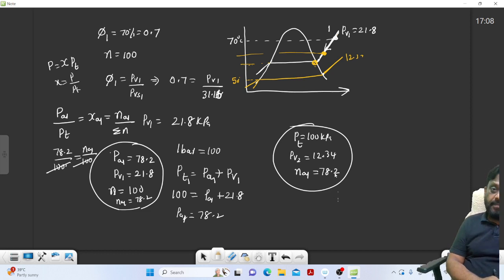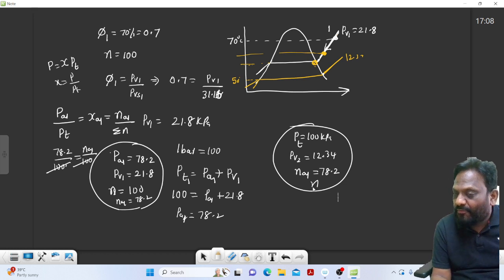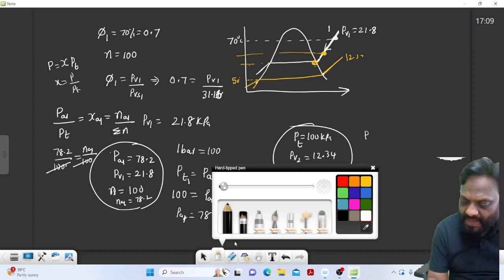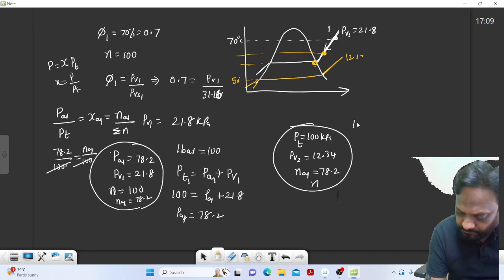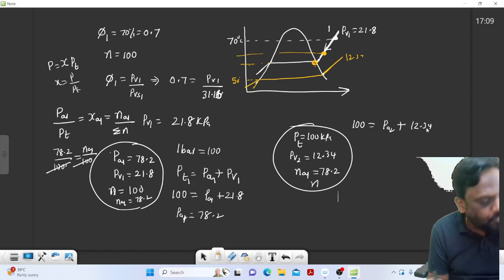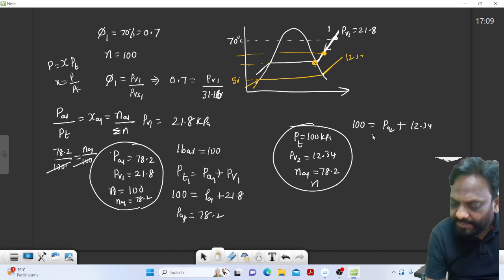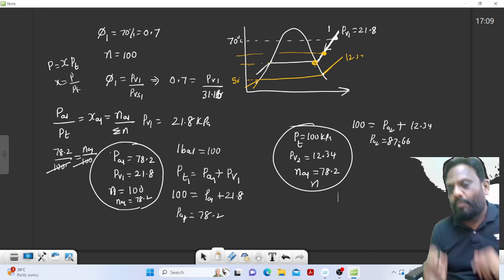Very good. Now can I calculate? Listen carefully, sir. Let n be the total number of moles. Let us calculate the total number of moles. What is the partial pressure of dry air, sir? Look here, the total pressure is 100, which is equal to the partial pressure of dry air plus the partial pressure of vapor, 12.34. So from here we get 100 minus 12.34, which comes to 87.66. Okay, so I will calculate the total moles.